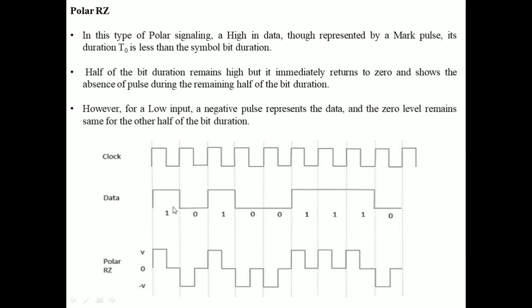See, now the data bit is 1, so it represents the positive voltage, but this signal time T0 is less than the time of this particular data bit. It again reaches 0, that is, for the other half the signal comes to 0. Now for 0, it will go to the negative voltage pulse, and for the other half of this 0 it again reaches 0. So that is the reason we call it polar return to 0. For 1, again it goes to the positive voltage for half of the time pulse, and for the other half it again reaches 0. So like this the polar RZ mechanism works.